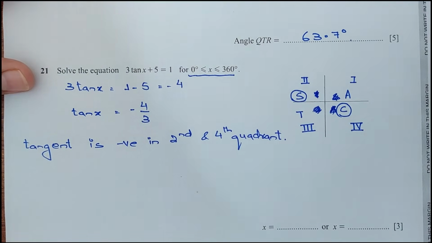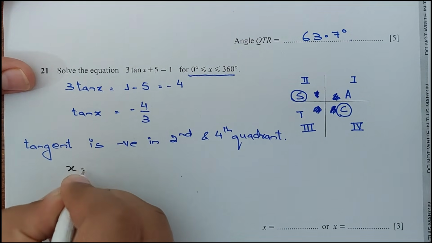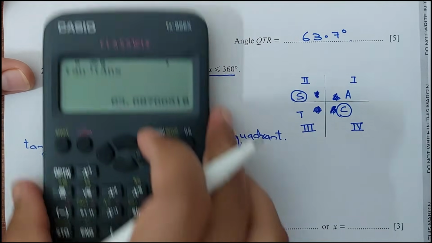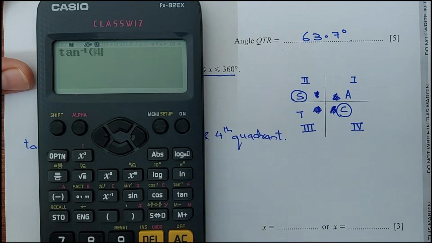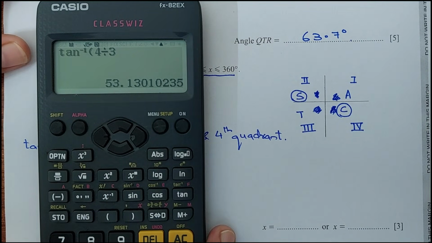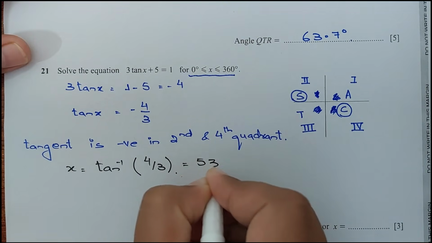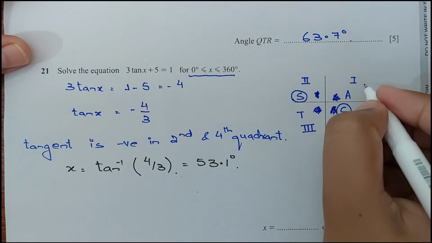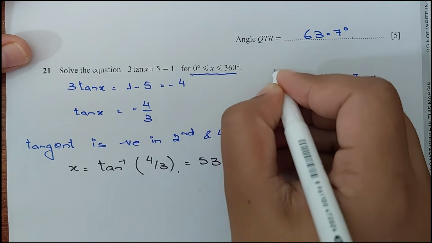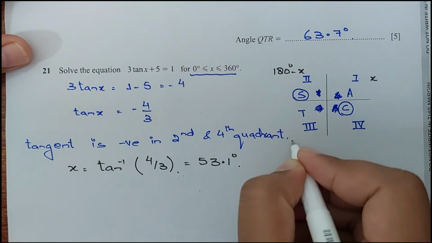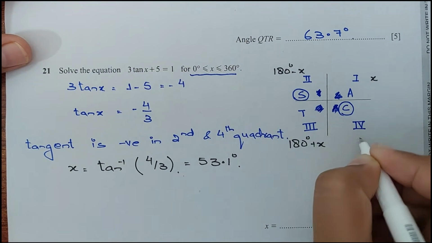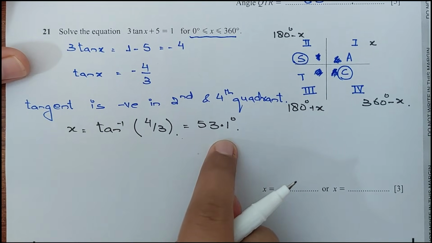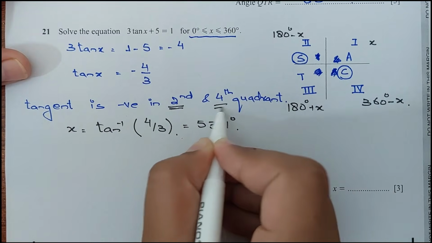All right. Now we can simplify. x is equal to tangent inverse of 4 over 3. Let's see what the answer is in degrees. Tangent inverse of 4 by 3 is 53.1 degrees. Now we have to use the different operations. The first quadrant is just x, the second is 180 degrees minus x, the third is 180 degrees plus x, and the fourth is 360 degrees minus x. Tangent is negative in the second and in the fourth quadrant.